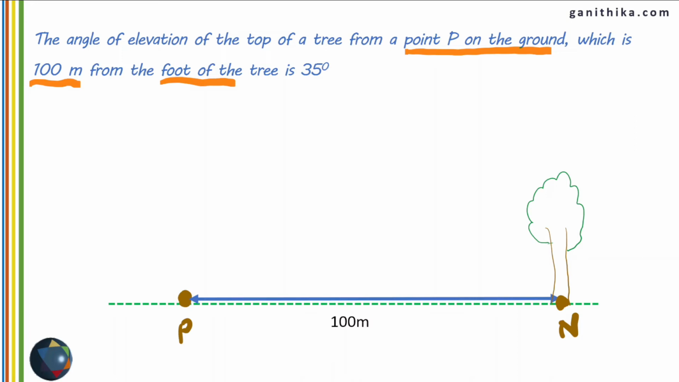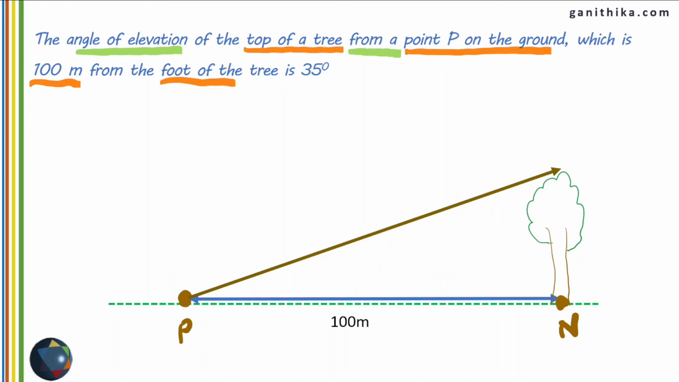So we draw the tree, we draw a point P away from the foot of the tree, and we call this distance 100 meters. Therefore, PN is 100 meters in this case. Now what happens? From P, we are looking at the top of the tree. So the angle of elevation, let's consider this later, from the point P should be something like this, towards where? Towards the top of the tree.